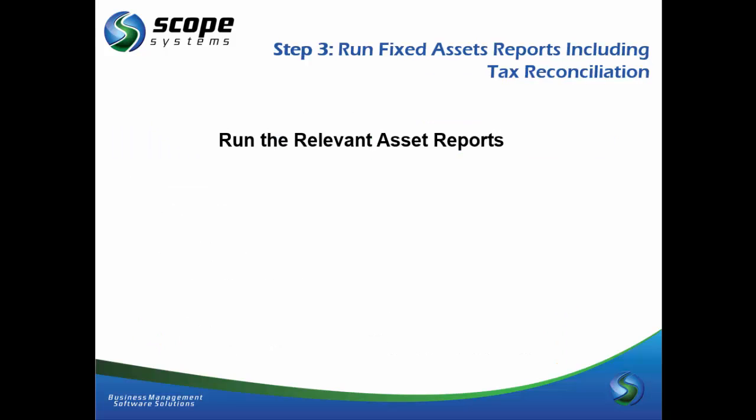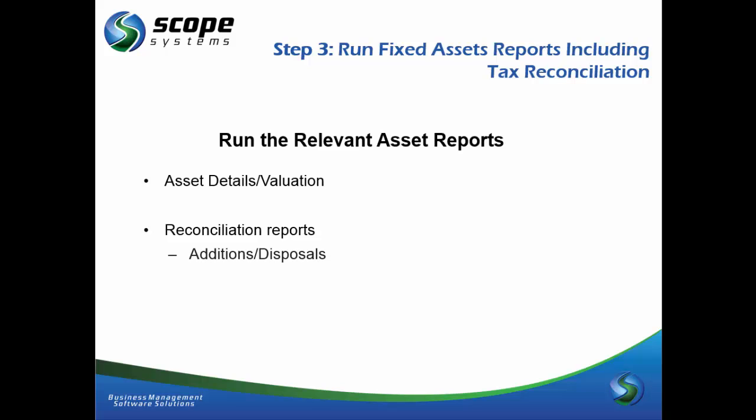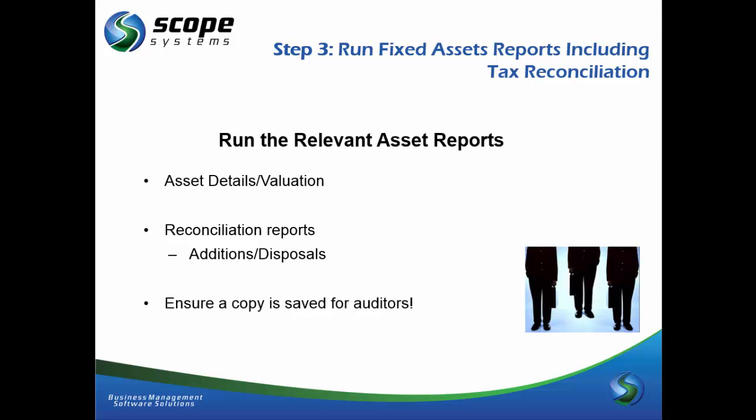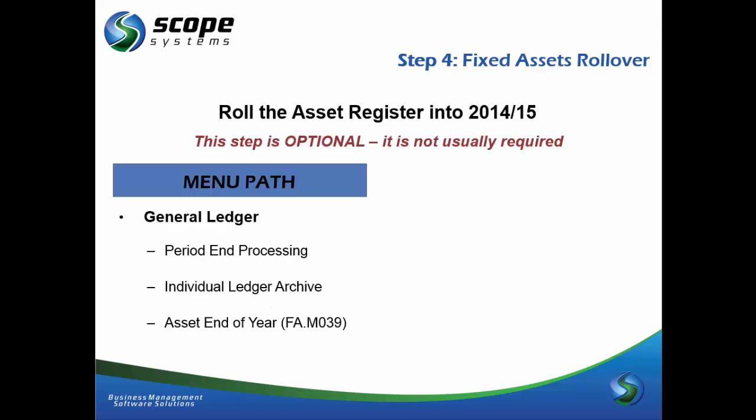Step 3. Run fixed assets reports including tax reconciliation. The reports would be the asset details valuation report, reconciliation reports, which will comprise of additions and disposals, and please ensure a copy is saved for the auditors.